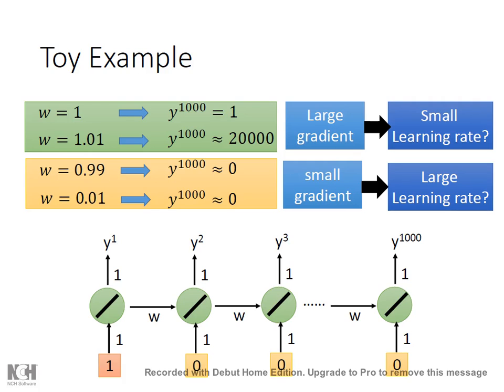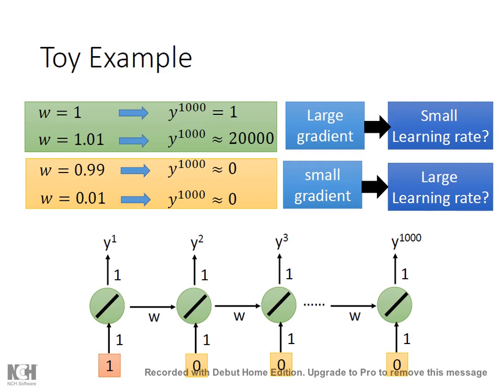How about if your weight is very small, just like 0.99? After 1,000 iterations, it's almost 0. So you see, if the gradient is large, you should apply a small learning rate. And if your gradient is small, you should use a large learning rate. So the best idea is Adagrad, the adaptive gradient we mentioned earlier. But it's not such an easy task.